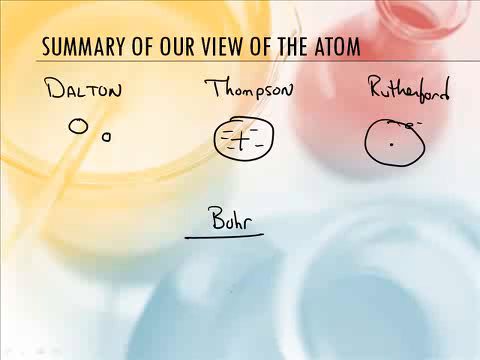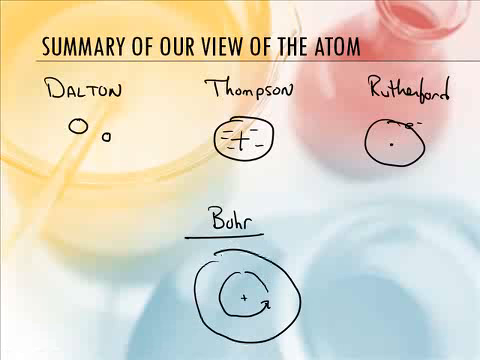And that's Bohr. Bohr said, yep, tiny, super duper tiny nucleus. The electrons are traveling like planets around the sun, and they do that in particular energy shells, specific energy levels. And he was actually wrong. But that's okay. We'll talk about that in Unit 8.